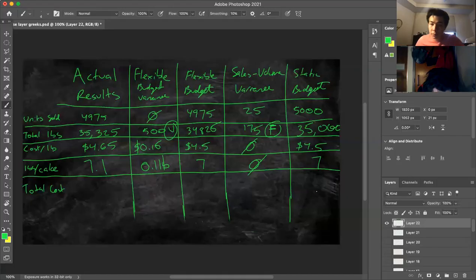So for the total cost, we would take the total pounds and multiply it by the cost per pound. Okay. So would the total cost be $164,261.25? Yep. Okay.